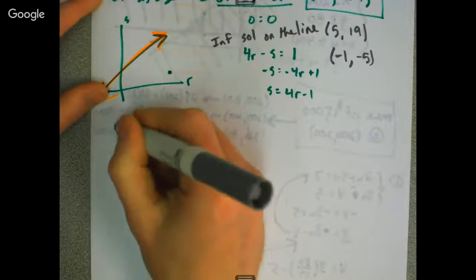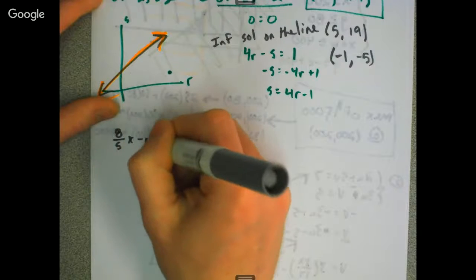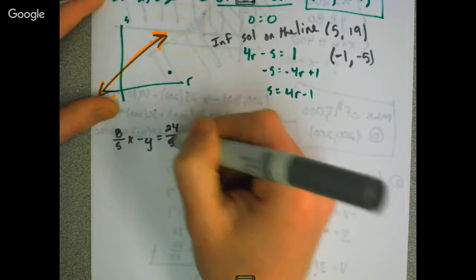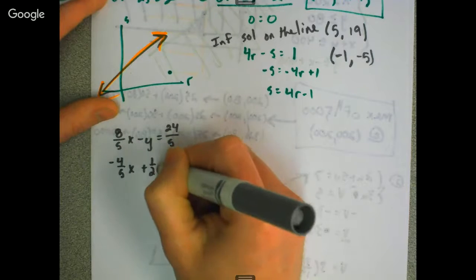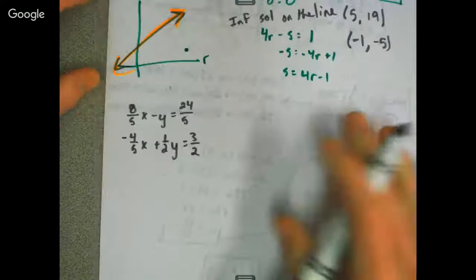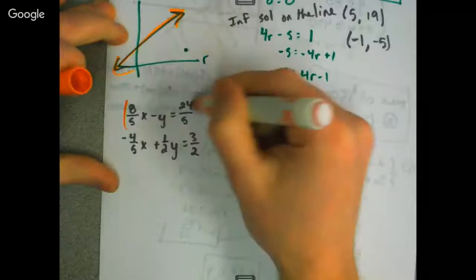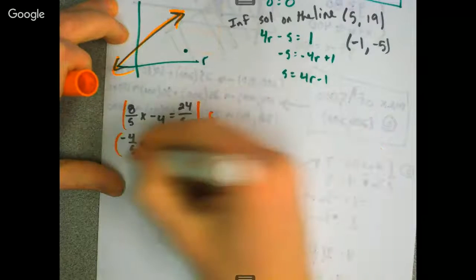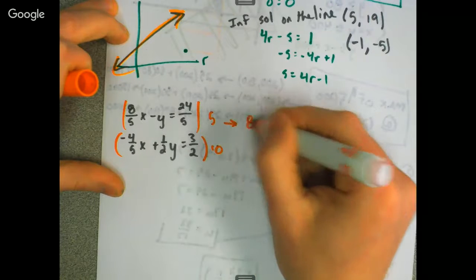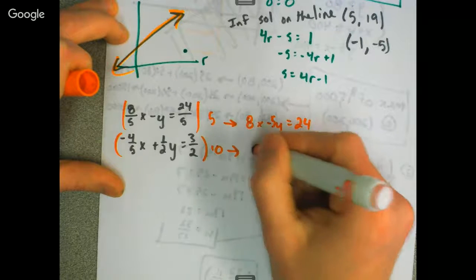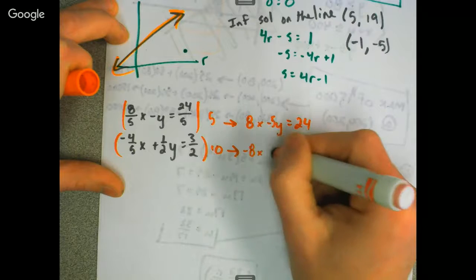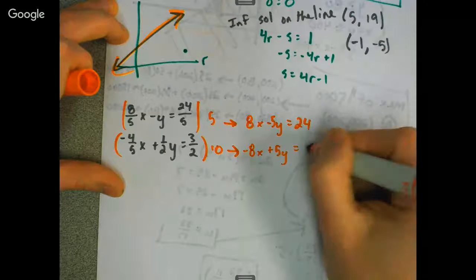All right, so 8/5 x minus y equals 24 over 5. And then -4/5 x plus 1/2 y equals 3 over 2. So we don't really like, or you guys really don't like to work with fractions. So we can get rid of them by multiplying by the common denominator here. So we'll multiply that by 5 and this one by 10. So we get 8x minus 5y equals 24. And then this one, I get -8x plus 5y equals 15.